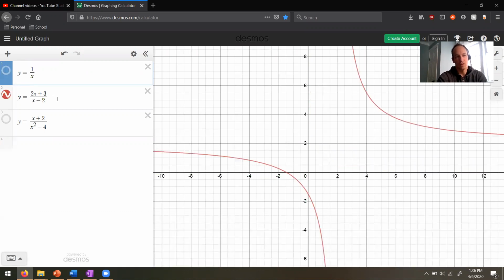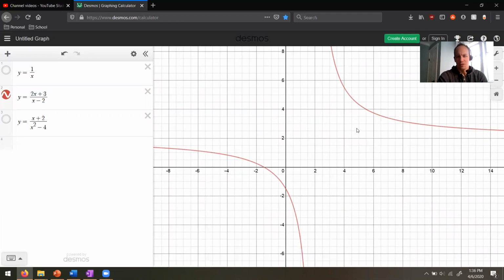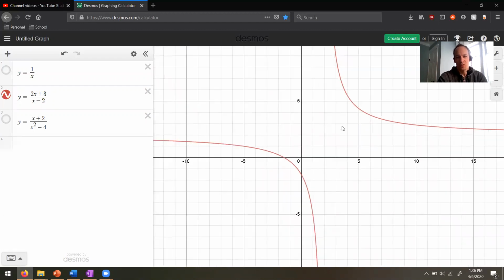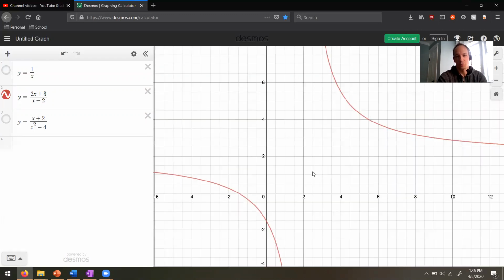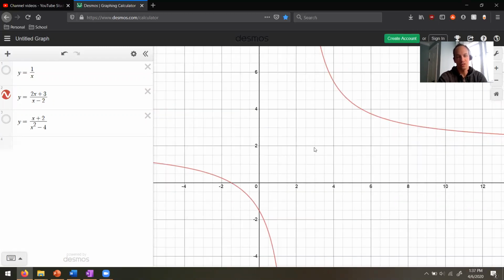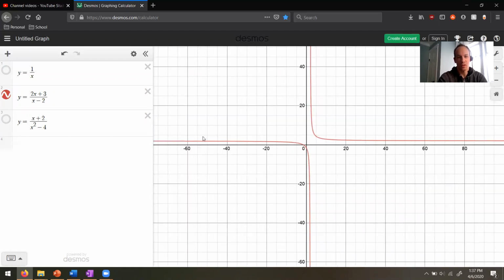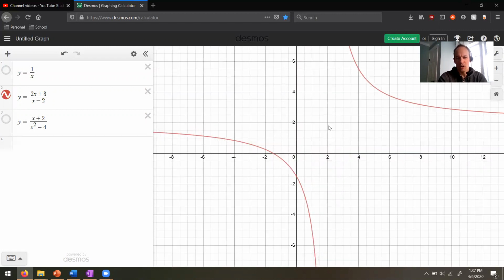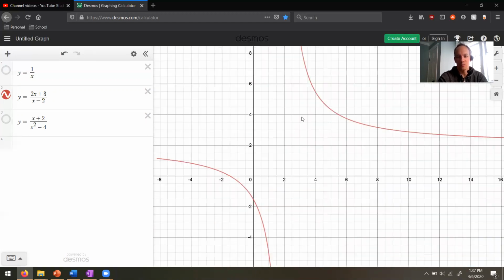I'm going to look at this one right here: y equals (2x plus 3) over (x minus 2). I don't know what this equation has to do with anything, but it could come up in your daily life, right? What we'll notice is you still get the characteristic shape of y equals 1 over x, but it's not exactly a transformation of it. First of all, it looks like it's moved up. We look like we have a horizontal asymptote somewhere, maybe y equals 2-ish. And we have a vertical asymptote at what appears to be x equals 2.